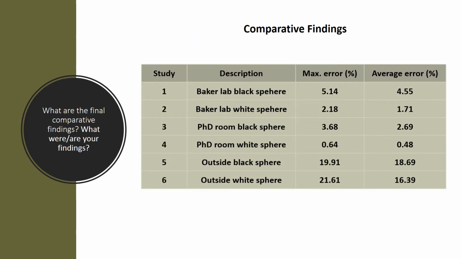After analyzing the comparative findings, the white globe Arduino sensor consistently performed better than the black globe Arduino sensor. The closest recordings compared to the QuestTemp black globe temperature sensor were in the PhD room. Maximum reading error was about 22% in the outdoor environment.